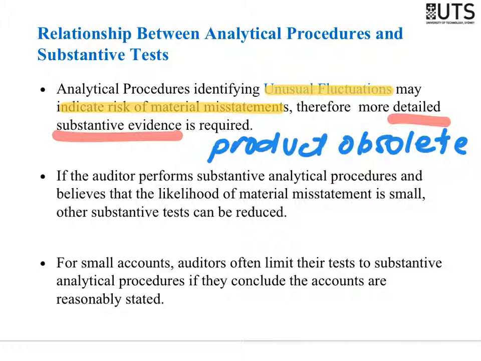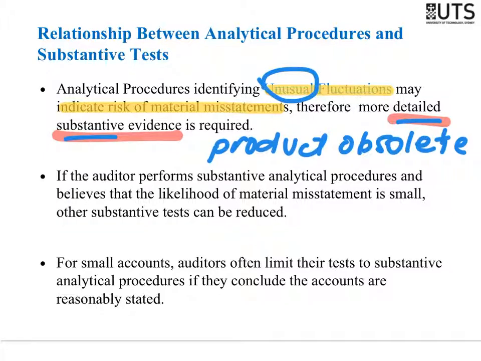And again, that's why we do analytical procedures, to identify unusual things. Because it's those unusual areas that we do more detailed work. All right? So that's essentially where the link comes in. So we use the inventory turnover ratio to see whether the products look obsolete. And if those ratios are telling you to investigate further, that's when you go and do your more detailed substantive testing.